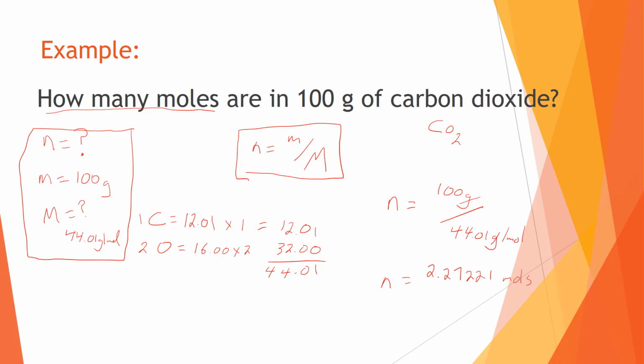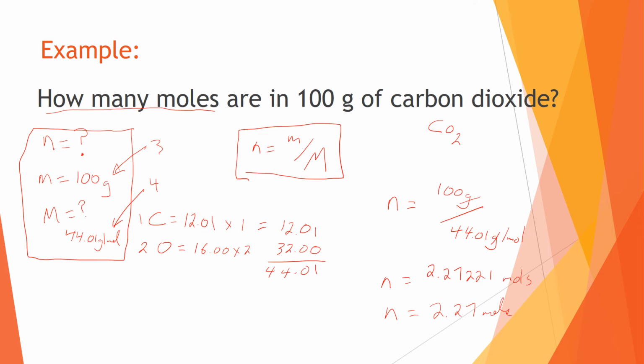Now, this is where I have to go back and look at my significant digits. So here I have 3 significant digits. Here I have 4 significant digits. Because I'm dividing, I use the least amount of significant digits, which is 3. So the number of moles is going to be equal to 2.27 moles. So in 100 grams of carbon dioxide, I have 2.27 moles of carbon dioxide molecules.